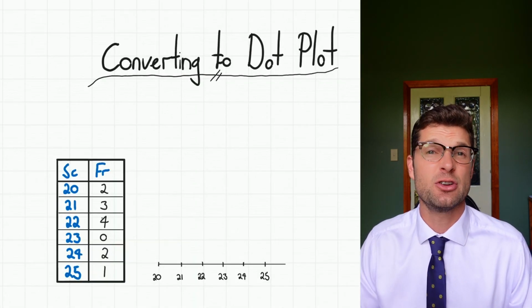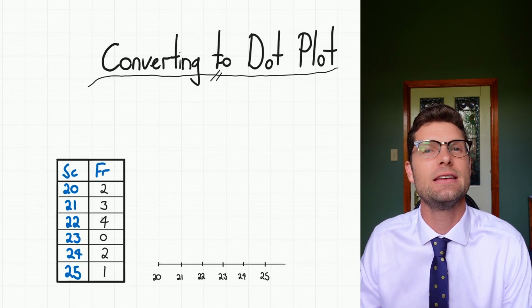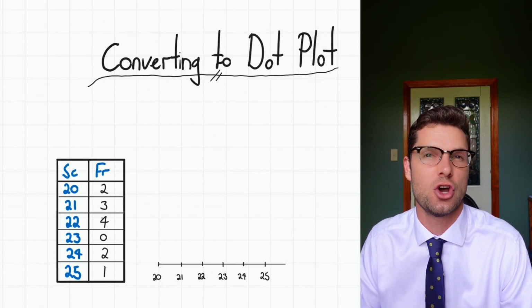So what we've got to be able to do is take this information from a frequency table and put it into a data display, which we're calling a dot plot.